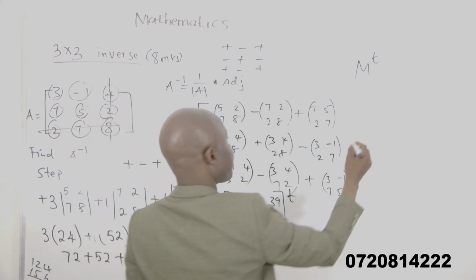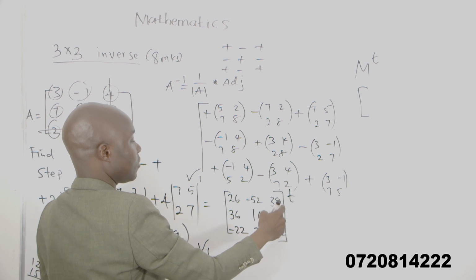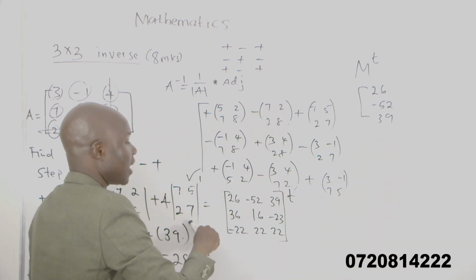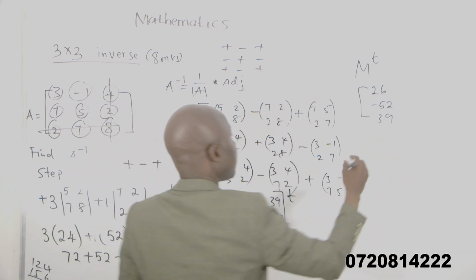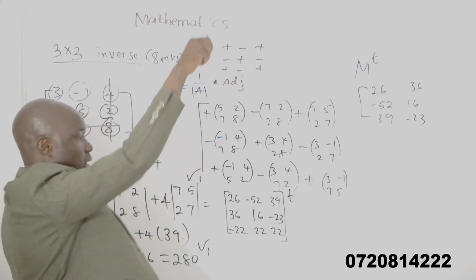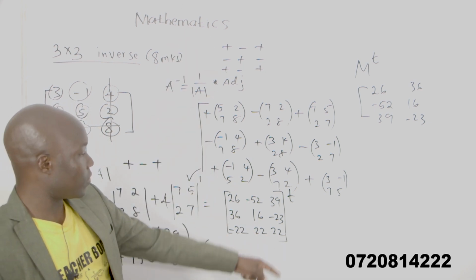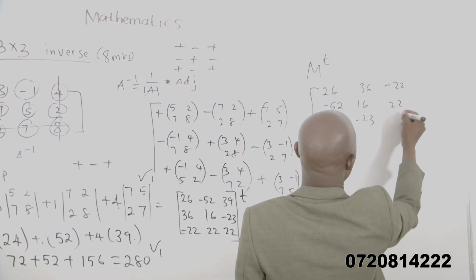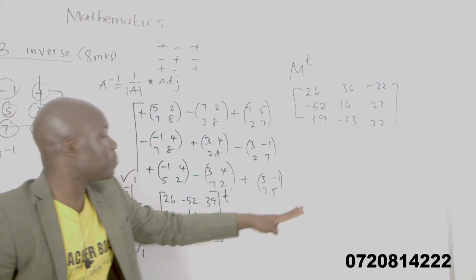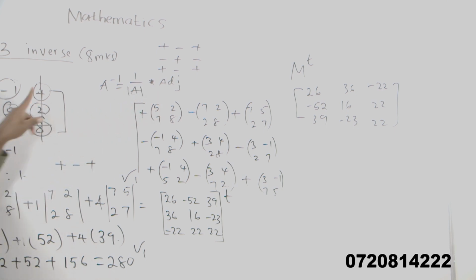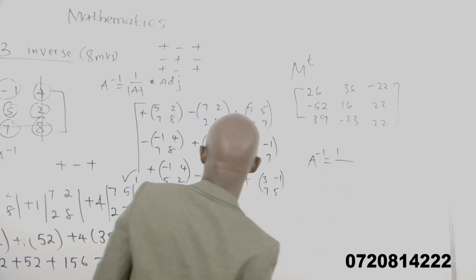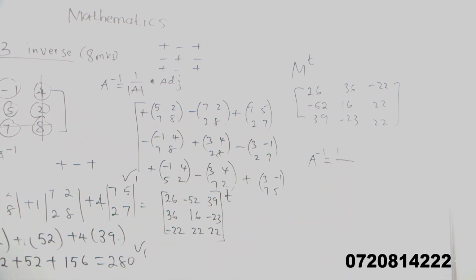So take the row 1, which was 26, negative 52, 39. Then our row 2 becoming our column 2. We get 36, 16, negative 23. Then our row 3 becoming our column 3: negative 22, 22, and 22. Now this is the matrix transpose. So the transpose of the cofactor matrix becomes the adjoint of a 3 by 3. So for you to get your inverse, you take 1 over the determinant that we had already worked out, which was 280.